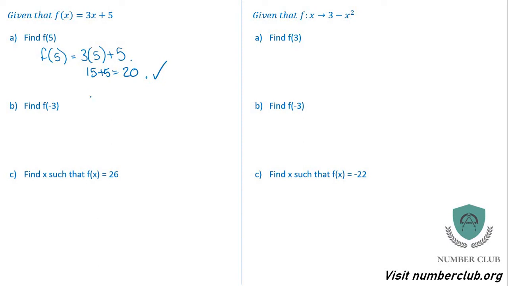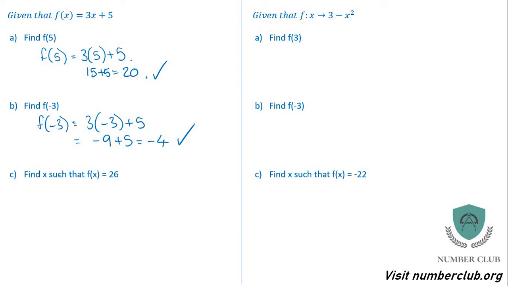Nice and easy. F applied to negative 3, you would have f of negative 3 is going to equal 3 negative 3's plus 5, which is going to be negative 9 plus 5, which is negative 4. Easy peasy.